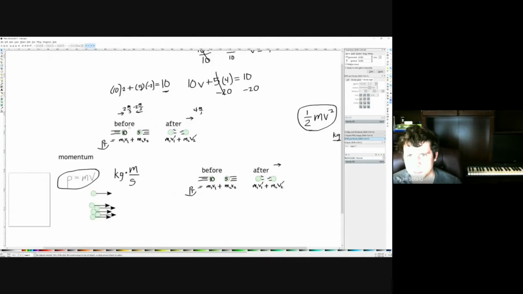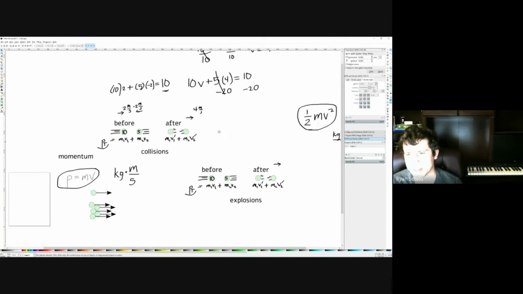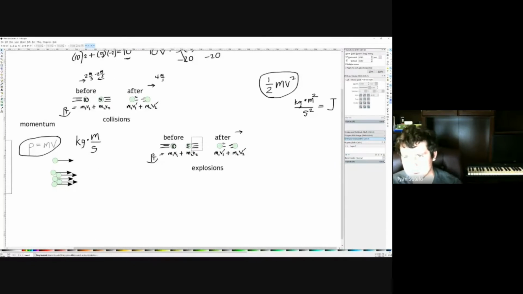So this was for collisions. And this was for explosions. An explosion is kind of like a collision in reverse. That's kind of the way we think of it. Well, let me come back to the explosions actually. I want to go over a couple types of collision first.